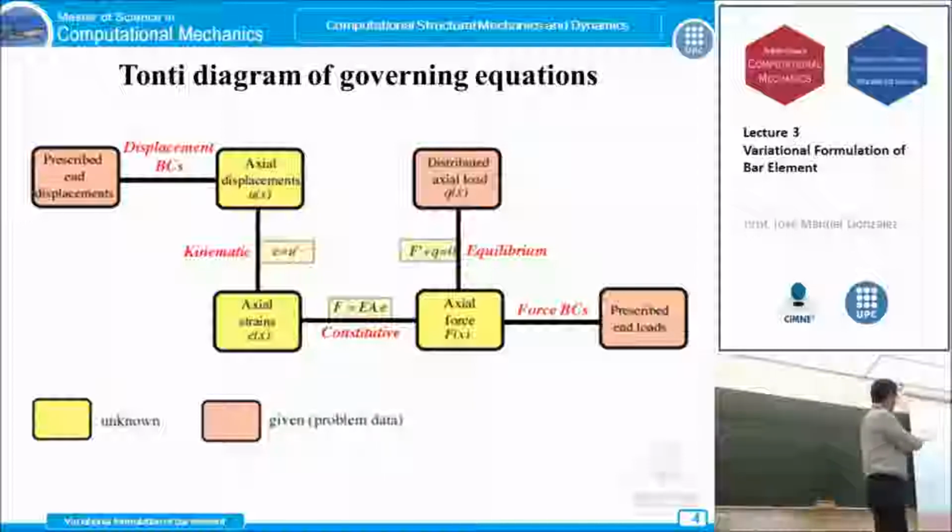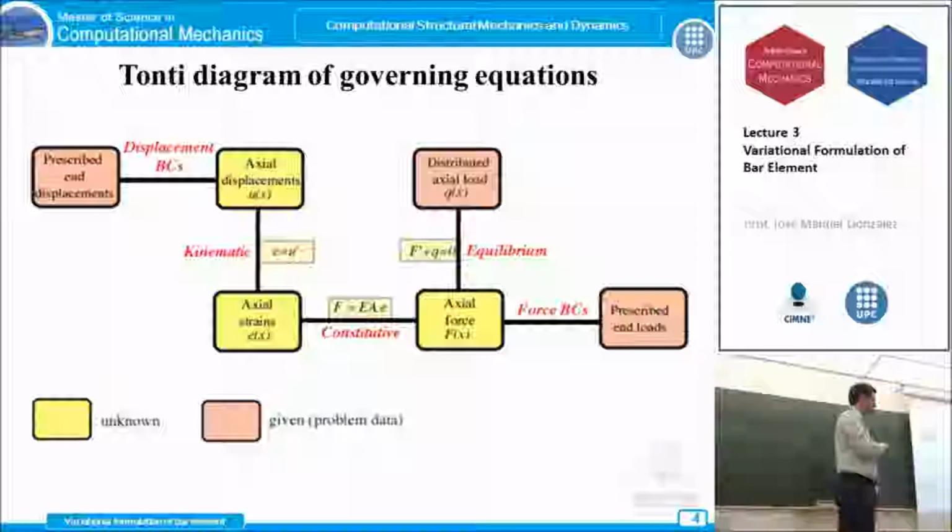So here we have this primary variable, this axial displacement, which is our objective, related to the strains. These strains are calculated from the displacement using a kinematic relation. In our one-dimensional problem, these strains are just the derivative of the displacement. In a much more complex problem, it will be something a bit more complex.